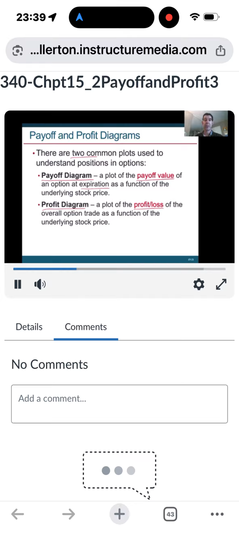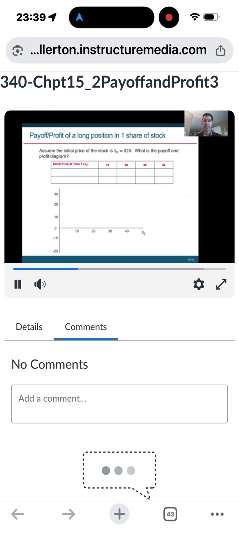Before I show you these for options, first I'm going to show you what they would look like if I just bought a share of stock. We can do equivalent diagrams for both the payoff and the profit or loss if you just buy a share of stock. So let's look at that first. Assume you have a long position of one share in a stock, and assume that the initial price of that stock was $20. That means I bought a stock for $20.